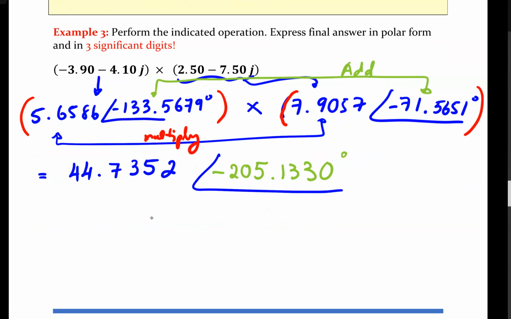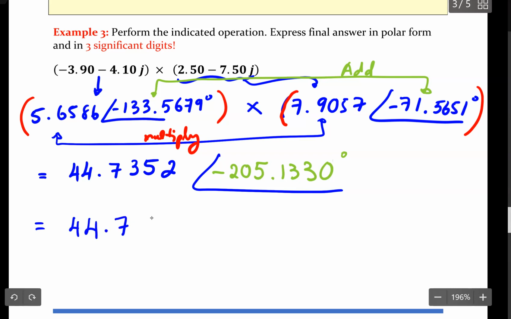Now we have our answer in polar form, all we have to do is round to 3 significant digits. Rounding to 3 significant digits, it will be 44.7 in this case. And for this one, I should have negative 205 degrees.